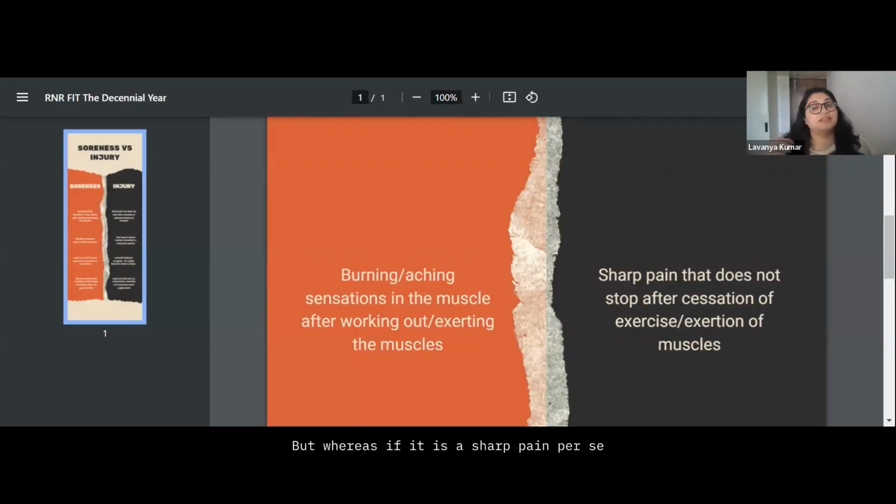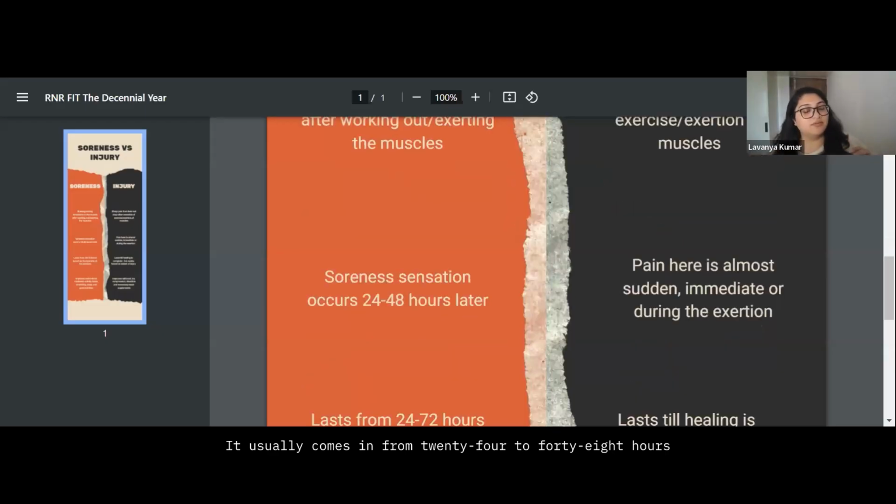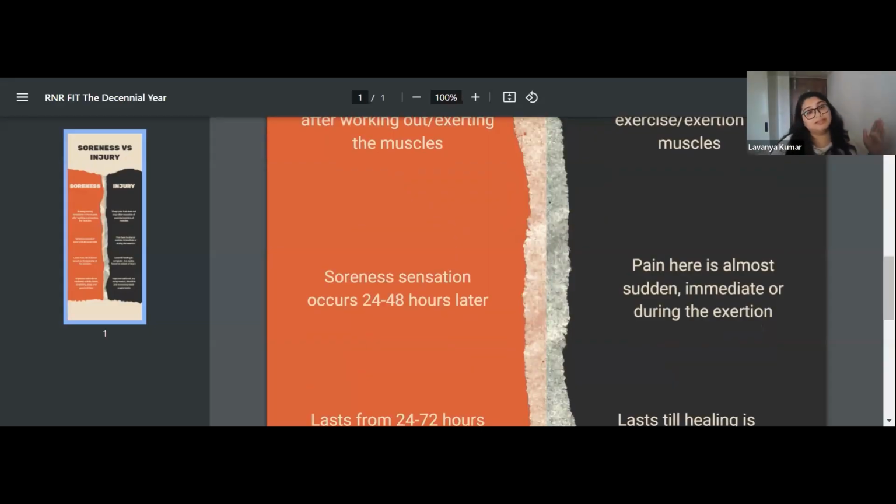But if it is a sharp pain per se, it will not allow you to go further from it. It will be present either during the exertion or right after the exertion is done. So it will be very, very sharp in nature. Whereas in soreness, it's more of a dull, aching, burning kind of sensation. It usually comes in from 24 to 48 hours, depending on the intensity of the work that you've done. And for many people, there's no soreness present that comes with conditioning. But in pain, it's almost always there. It is sudden, immediate, and it happens during or right after the exertion.